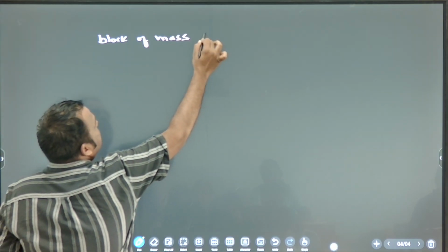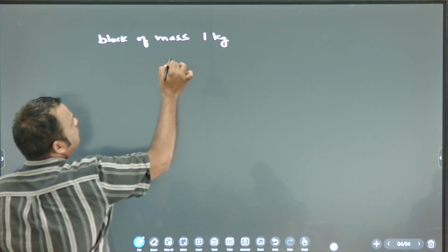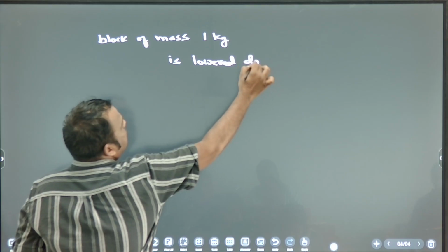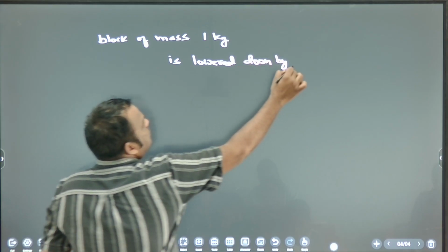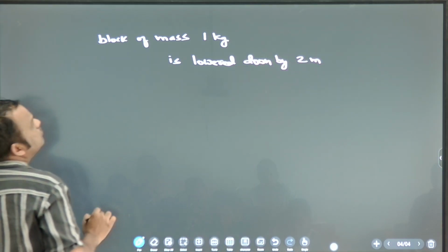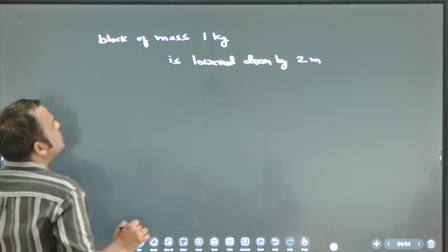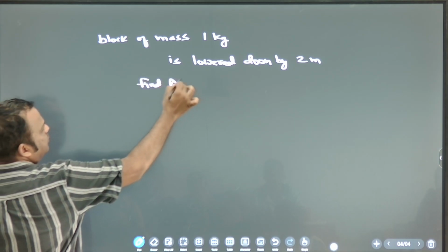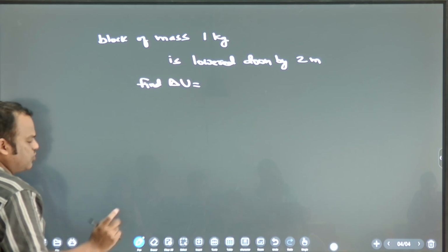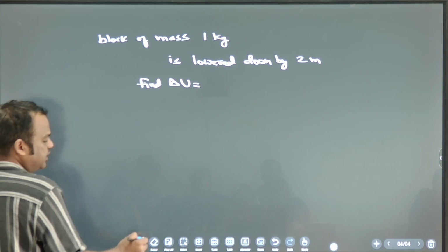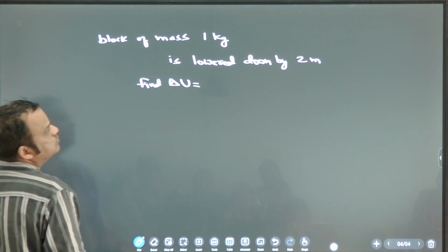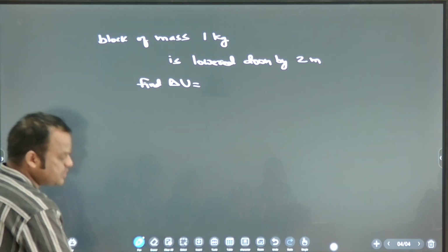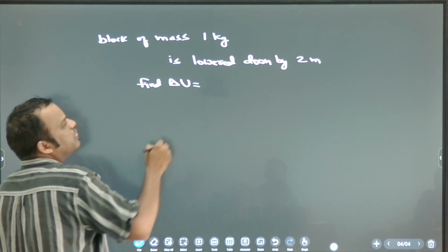Now you answer this. A block of mass 1 kg is lowered down by 2 meter. Find delta U. First you answer this. Tell me what is the answer. Quickly, is delta U positive or negative? It is lowered down. Is potential energy increasing or decreasing? Decreasing.